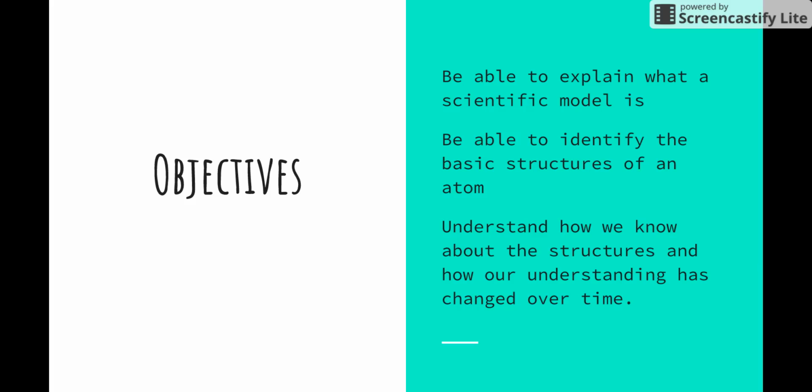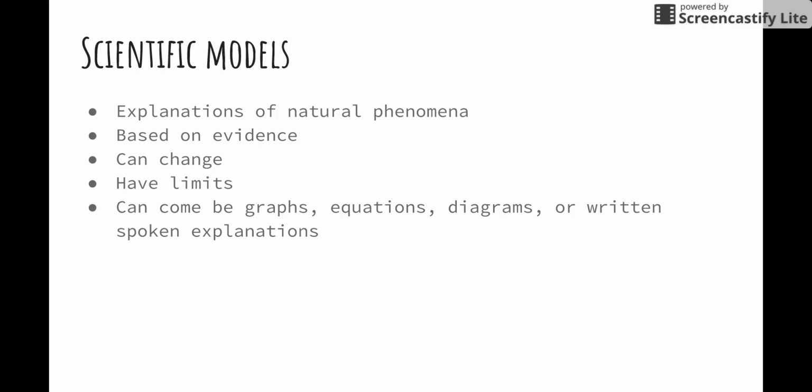So first off, what you're going to learn in these two videos is you're going to learn how to explain what a scientific model is. You're going to be able to identify the basic structures of an atom, and you're going to understand how we know these are the structures of an atom and how our understanding of this has changed over time.